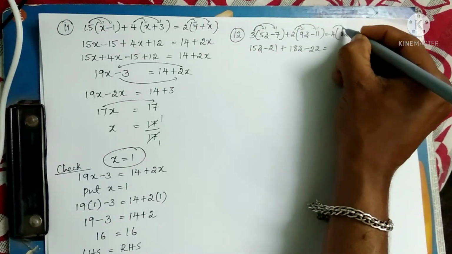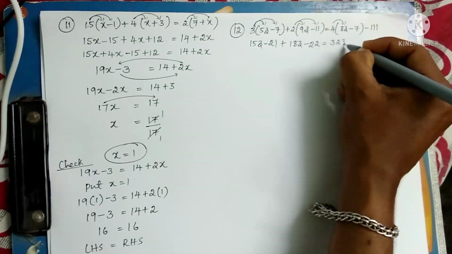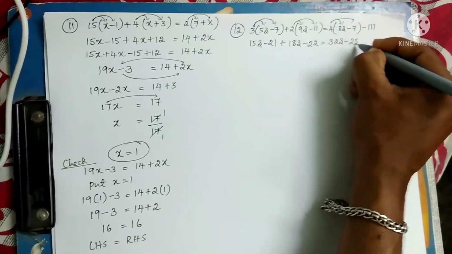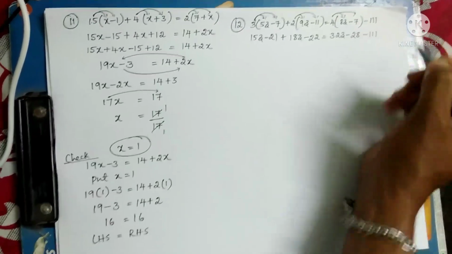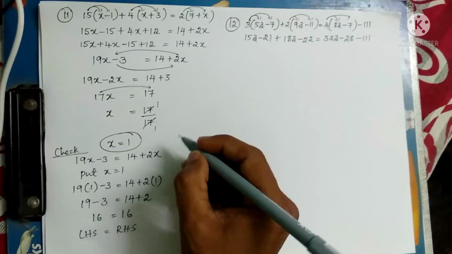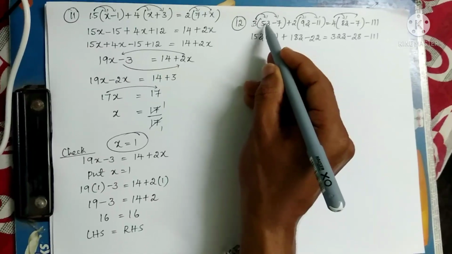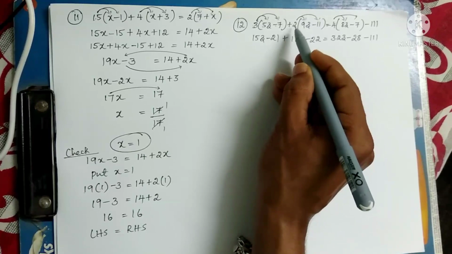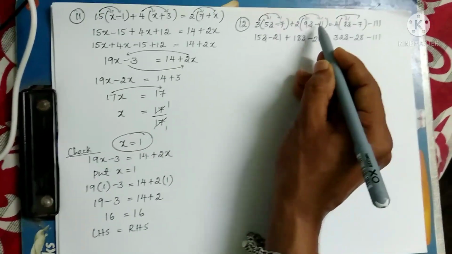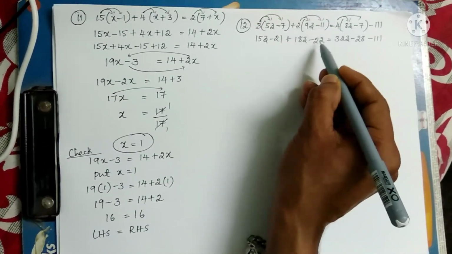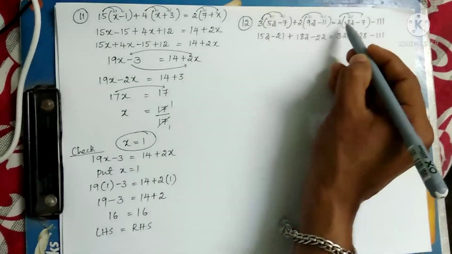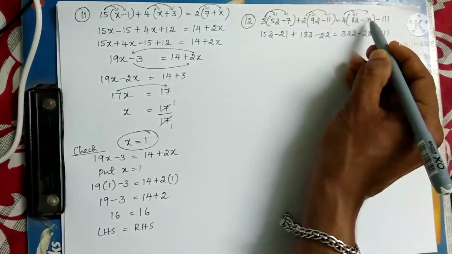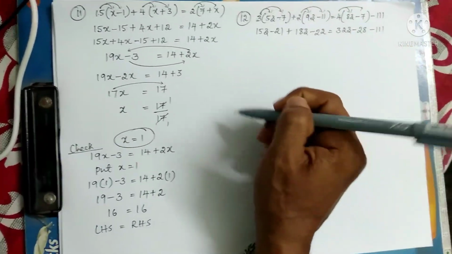which is equal to 4 into 8z is 32z. So minus 4 7s are 28, minus 111 as it is. Okay, so here we are multiplying 3 into 5z is 15z, minus 3 7s are 21, plus 2 into 9z is 18z, minus 2 into 11 is 22, which is equal to 4 8s are 32, into z is 32z, minus 4 7s are 28, minus 111 as it is.